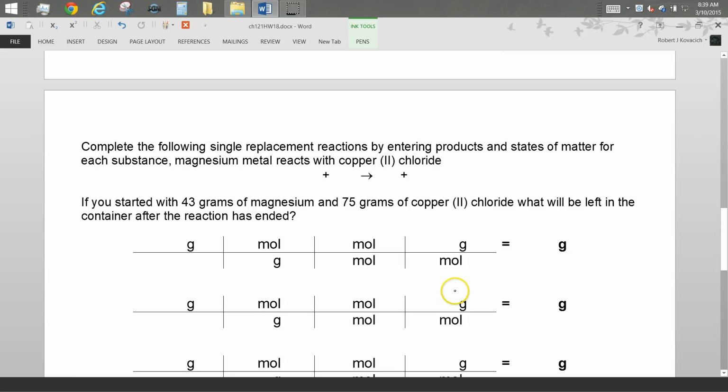Okay. Magnesium and copper 2 chloride. So CuCl2 and Mg gets Cu and MgCl2. And aq, solid, aq, and since it's copper 2, there's nothing to balance. How do I know the states?